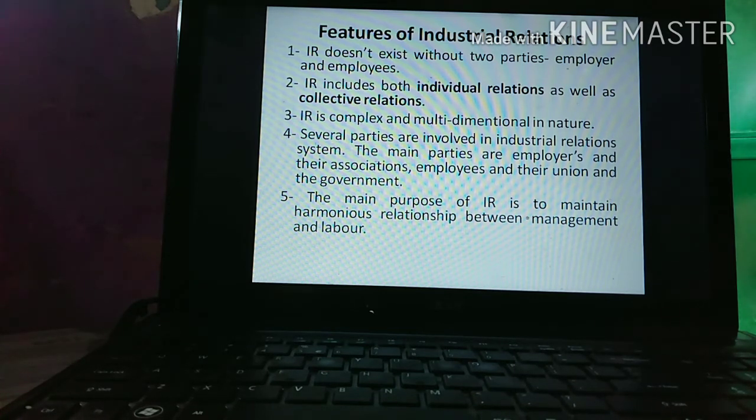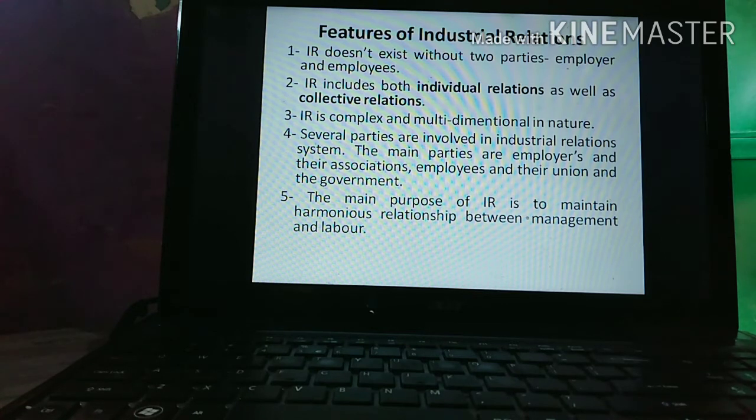Several parties are involved in industrial relation systems. The main parties are employers and their association, that is the board of directors, employees and their union, that is the trade union, and the government. So there are various parties involved in industrial relations so that they can maintain a harmonious relationship between the employer and the employees.